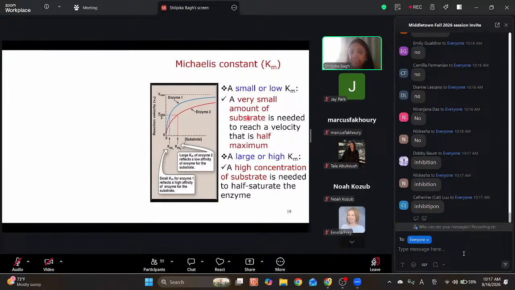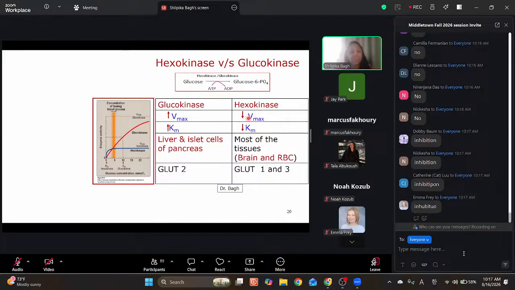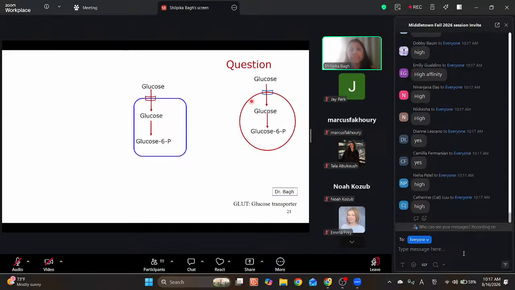Absolutely wonderful. Then Km, what is low Km? What is high Km? Low Km shows high affinity. Is that true? Absolutely wonderful. Then we did hexokinase and glucokinase, which people are always confused about.